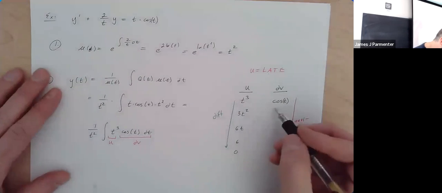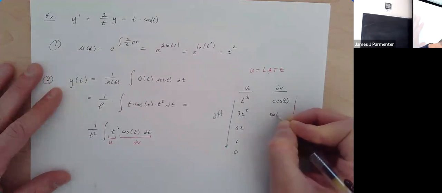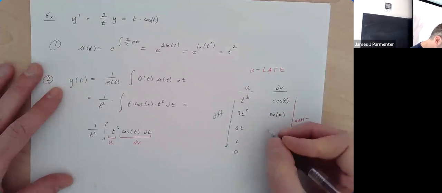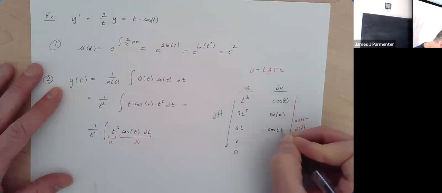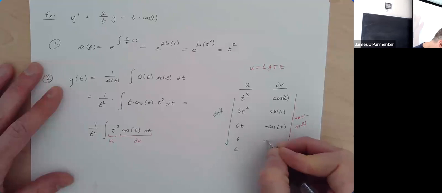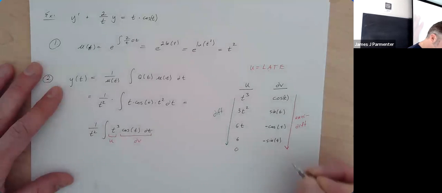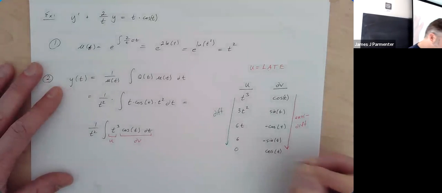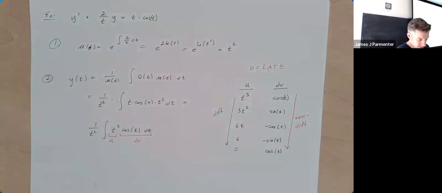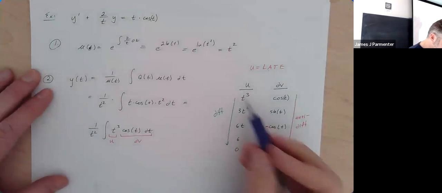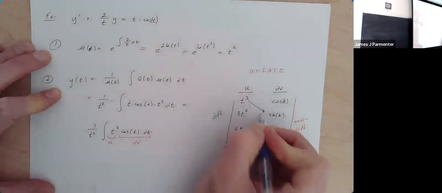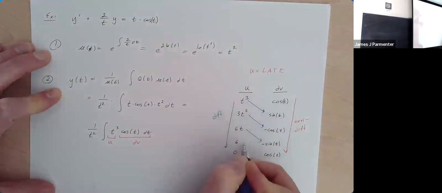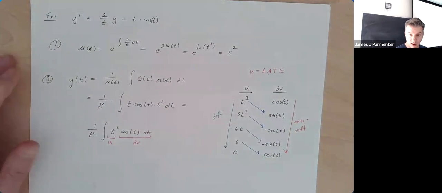So the antiderivative of cosine of t is positive sine of t. The antiderivative of sine is negative cosine. The antiderivative of negative cosine is negative sine. And the antiderivative of negative sine completes the cycle and we get back to positive cosine. That doesn't always happen, but since we had so many steps, it did. And then you go from upper left to lower right. So you go that way, that way, that way, that way. So you're going to get 4 pieces because there's 4 arrows.